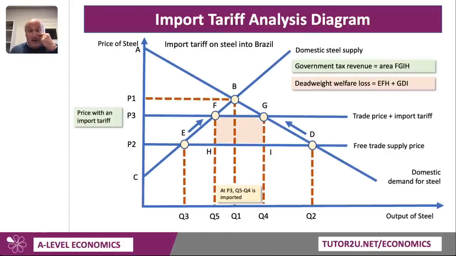So show the tax revenue, which is area FGIH. For many developing countries, import tariffs are a major source of tax revenues. Show the deadweight welfare loss. By the way, the shaded area is the tax revenue. The deadweight welfare loss is not the orange area, but it's EFH plus GDI. So there's a welfare loss from tariffs. That diagram is very high analysis, and it allows you to evaluate some of the consequences of tariffs.